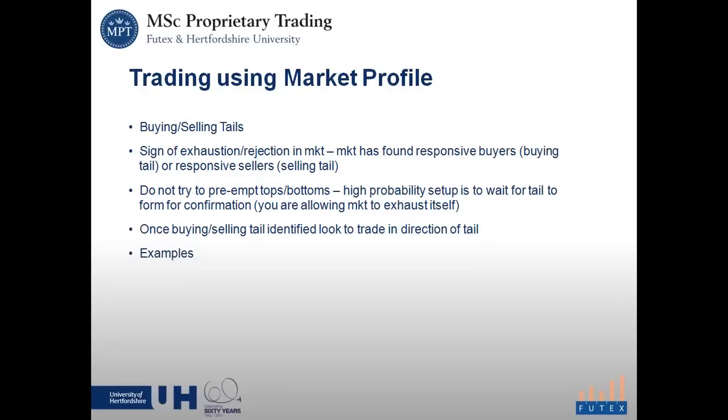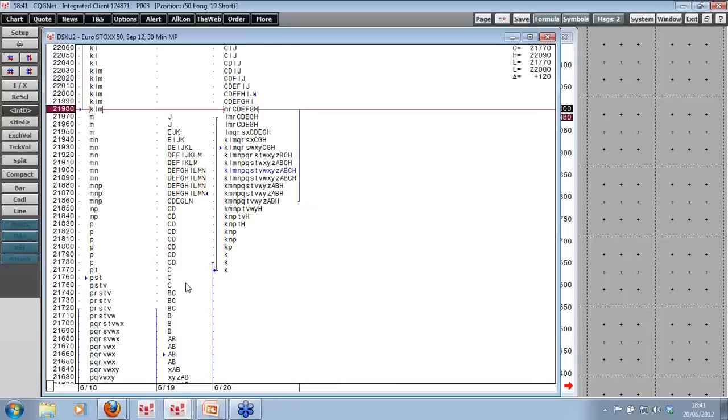A high probability approach is to wait for a selling or buying tail to form as confirmation that the market is now exhausting itself, and you can then start to go against the direction of the trend. Before that, just stay with the trend. Once the buying or selling tail has been identified, you can look to trade in the direction of that tail. So let's have a look at a quick example.